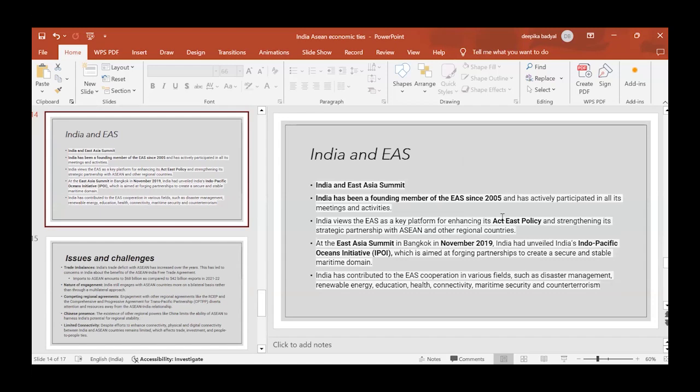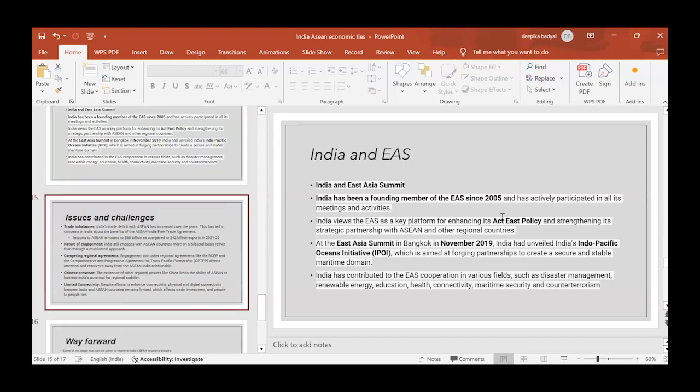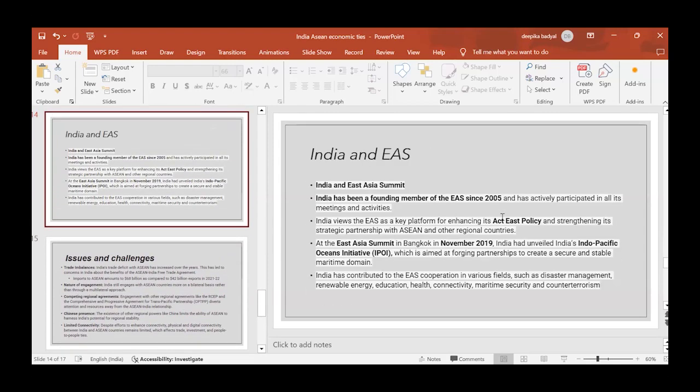India and the East Asia Summit. India has been a founding member of the EAS since 2005 and has actively participated in all the meetings. India views the EAS as a key platform for enhancing its Act East policy and strengthening its strategic partnership with ASEAN and other regional countries.